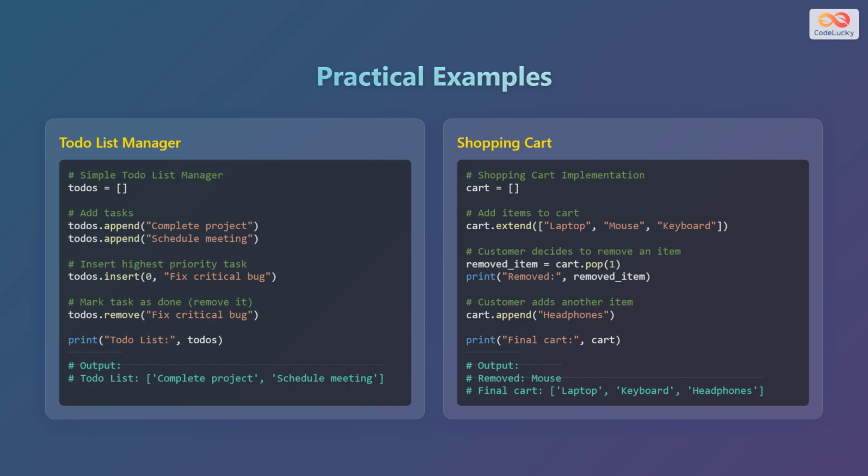Next is a shopping cart implementation. We use extend to add multiple items to the cart. Then pop to remove an item the customer decides against. Finally, we use append to add another item, and the output is our final shopping cart.